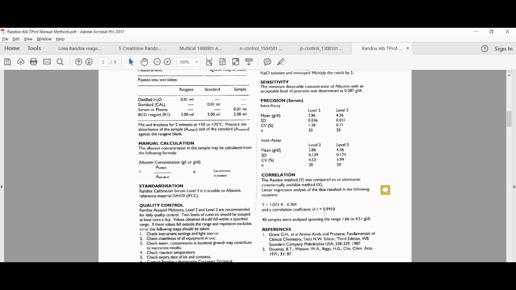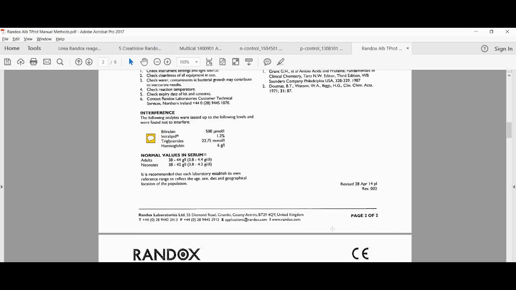So there is a good correlation between the Randox albumin method and the albumin method done with a different method. And they say 40 samples were analyzed, spanning between 16.6 gram per liter to 45.1 gram per liter. And furthermore, they give the references of the information where they got it from.